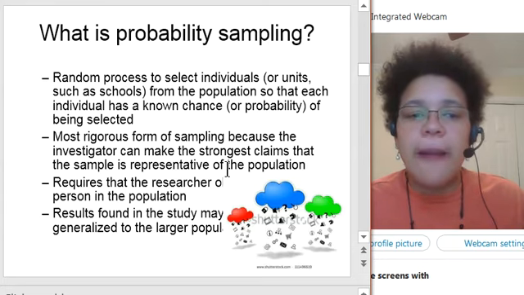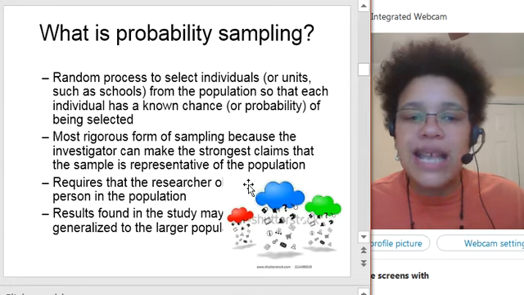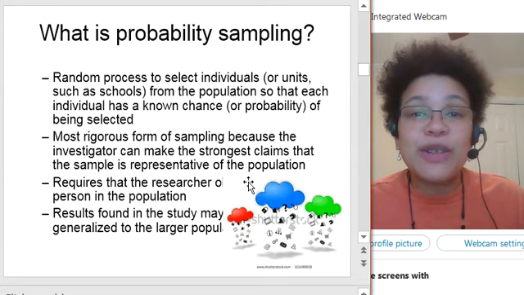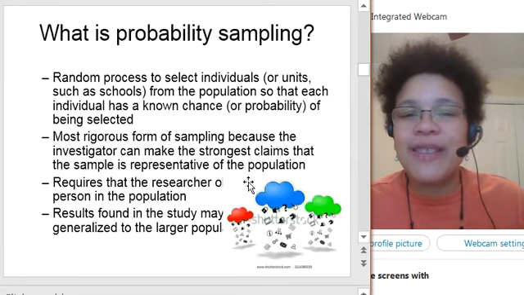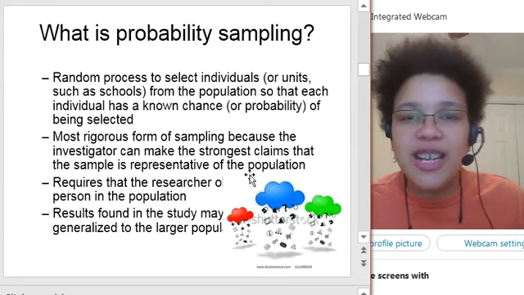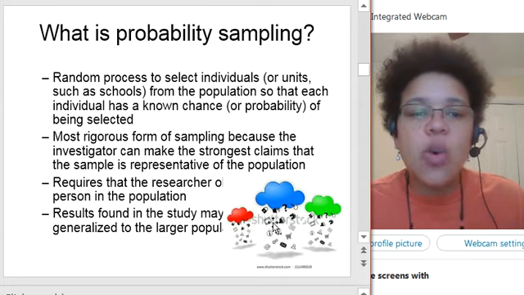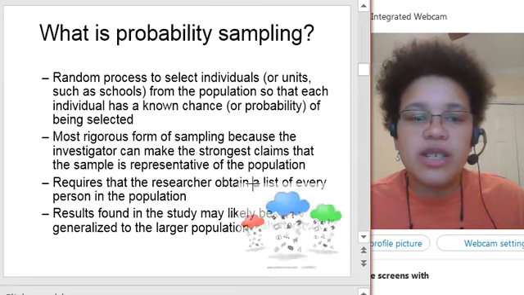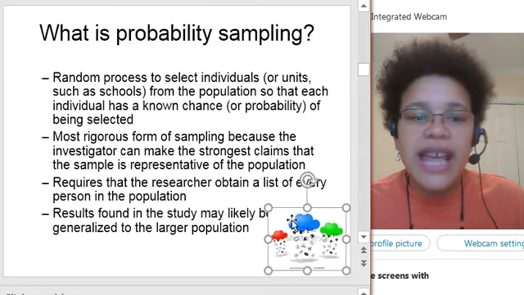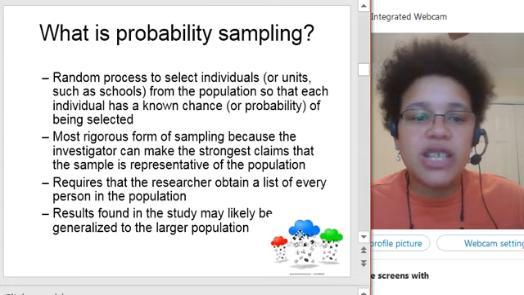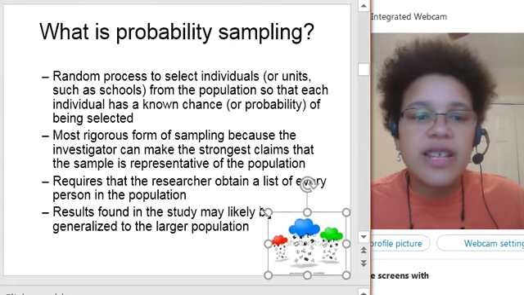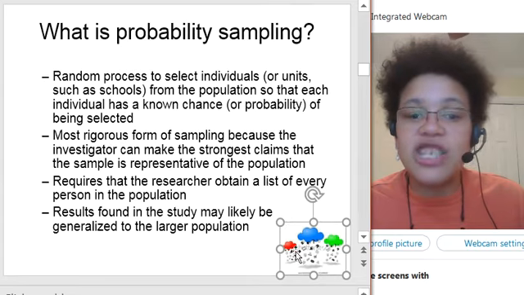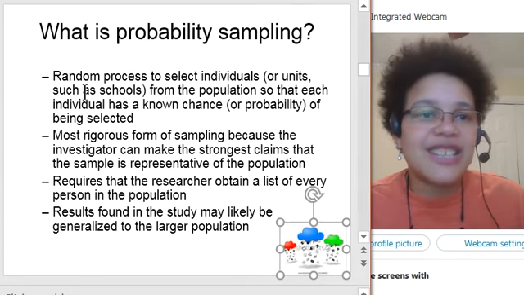It's the most rigorous form of sampling because the investigator can make the strongest claims that the sample is representative of the population. And we want the sample to be representative of the population because we want to generalize our study results to the entire population of interest, right? And it requires that the researcher obtains a list of every person in the population, and results found in the study may likely be generalized to this larger population.